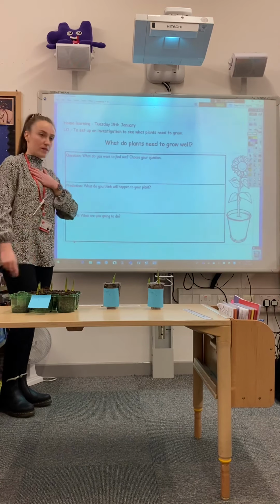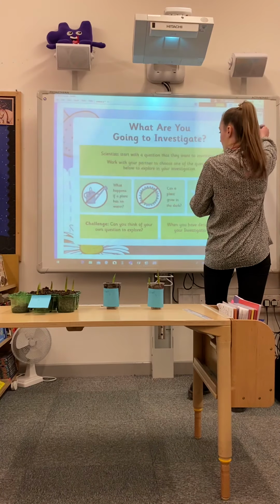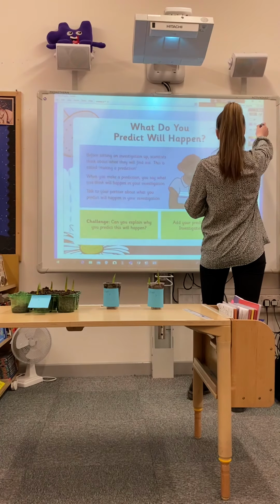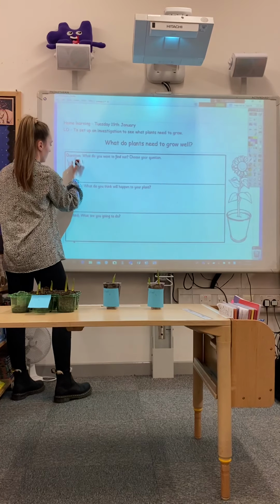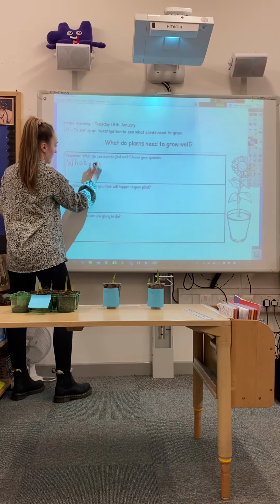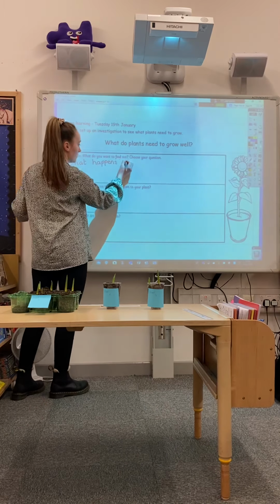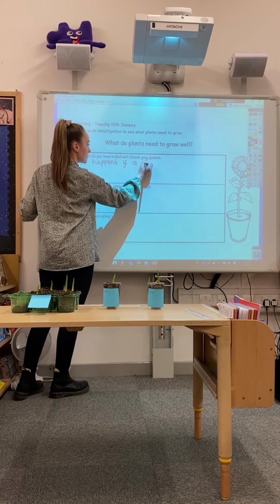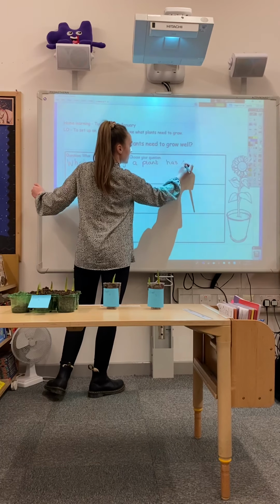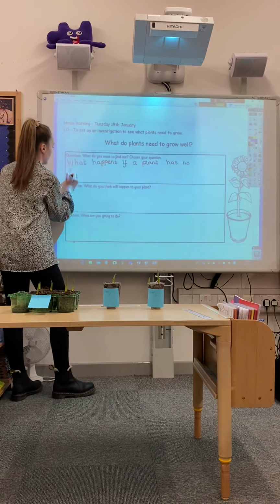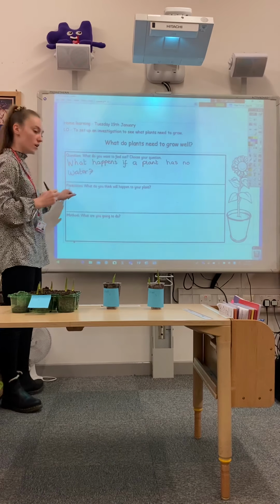So what do you want to find out? Choose your question. For example, I'm going to choose plant 1. So my question is going to be, what happens if a plant has no water? Okay, so what happens if a plant has no water? Okay, so there's my question for my investigation, and then you've got a prediction.